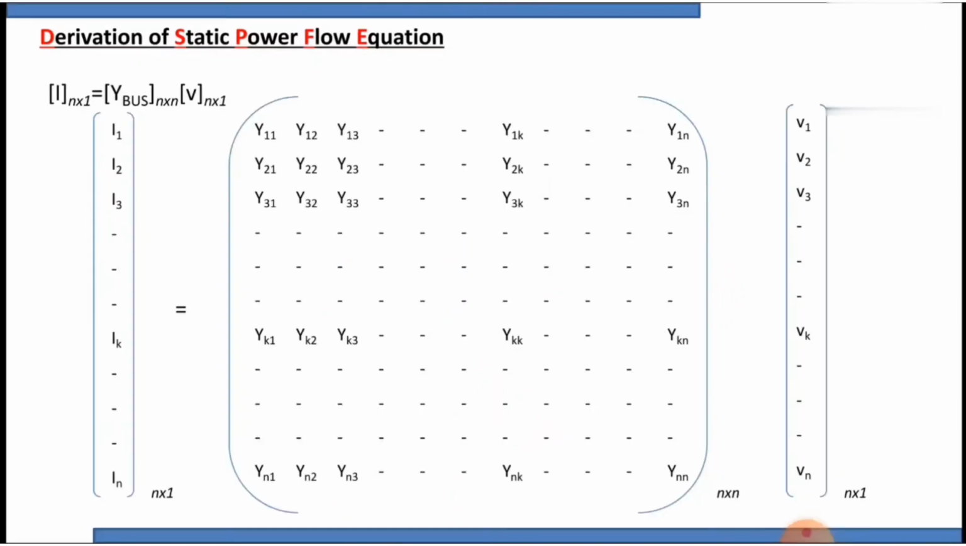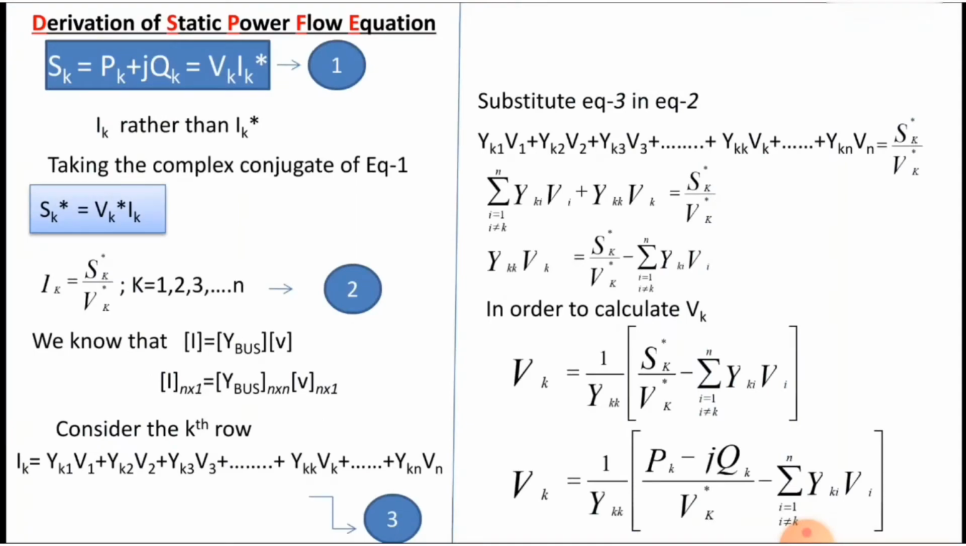Vk is equal to 1 by Ykk, since it is a product form and it is thrown to this side, of the remaining term. The remaining term is Sk conjugate by Vk conjugate minus sigma of i is equal to 1 to n, i is not equal to k, Yki Vi. In this one I am substituting the value of Sk conjugate. Already we have the value of Sk is equal to Pk plus jQk.